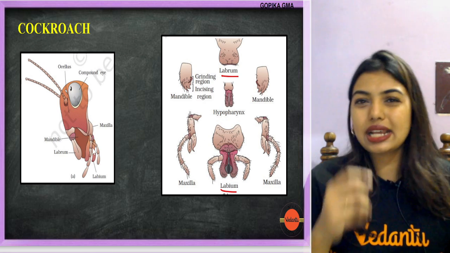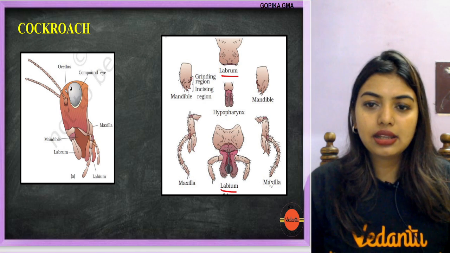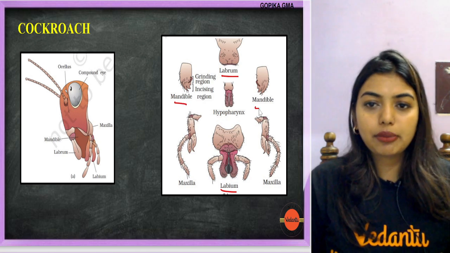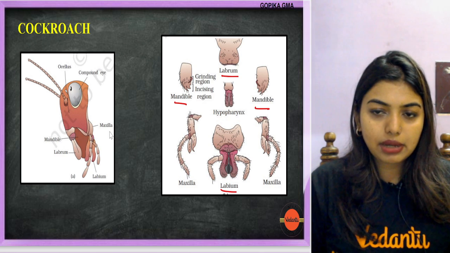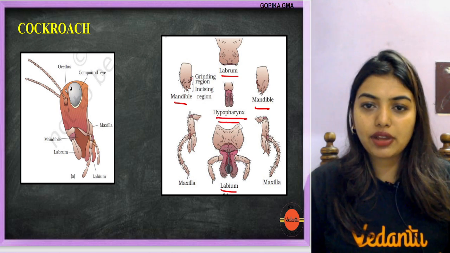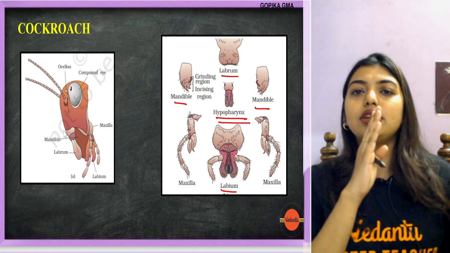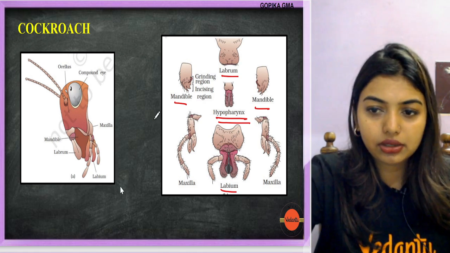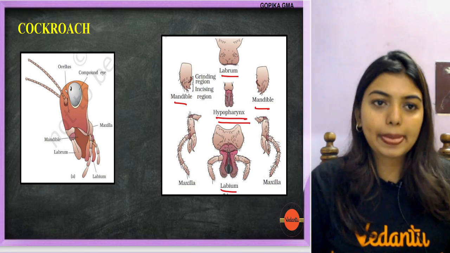Maxilla looks like an appendage, but it's not. Two maxillas, a pair of maxilla, a pair of mandible. Got it? So here you can see the mandible, similar structures. One end you are seeing, and then you have hypopharynx, which you're not able to see here. Obviously, it will be in the front region. So hypopharynx acts as the tongue.